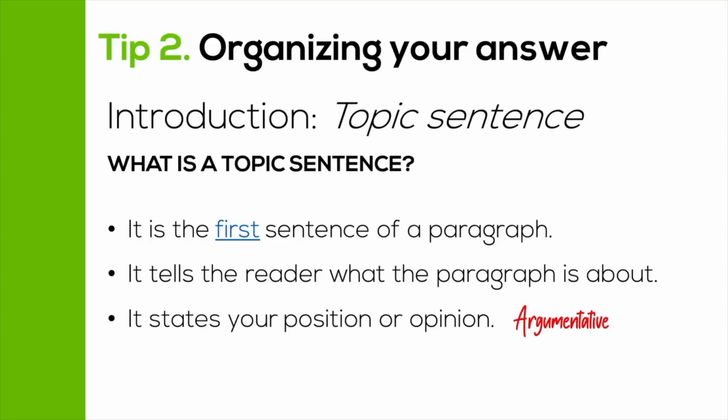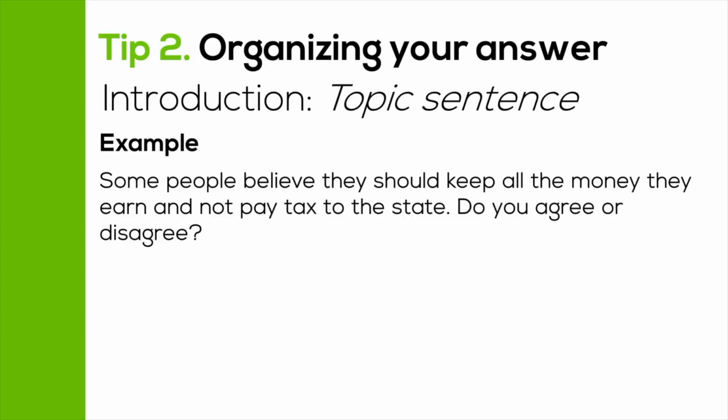So let's take a look at an example topic sentence. Let's say this is our question. Some people believe that they should keep all the money they earn and not pay tax to the state. Do you agree or disagree? So the first thing you need to recognize is that in this question type, they want you to make an argument. Do you agree that people should keep all their money, or do you disagree? Your topic sentence for argumentative writing should state clearly your opinion.